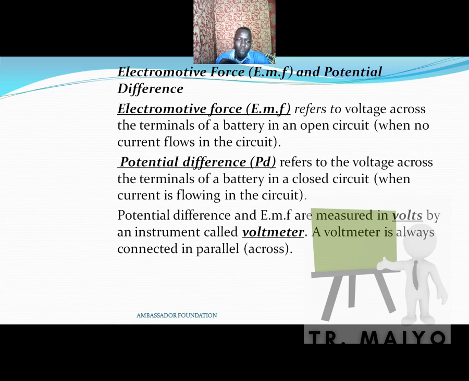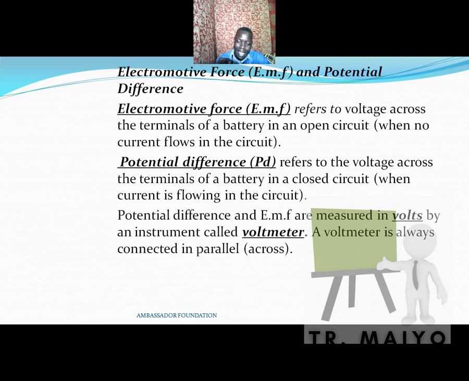When you measure the voltage of a cell that is not supplying any current, it is not being used to maybe light a bulb or light a torch, then the voltage will be higher, and we refer to it as the electromotive force. It refers to the voltage across the terminals of a battery in an open circuit, that is, when no current flows in the circuit.